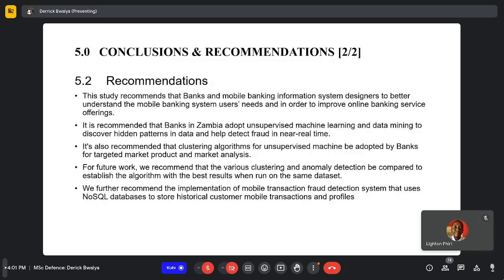What are the recommendations? We recommend that the banks and mobile banking information system designers better understand the banking system user needs in order to improve online banking services. We also recommend that banks adopt and supervise machine learning and data mining to uncover hidden paths and detect fraud in near real time, as opposed to the rule-based system.